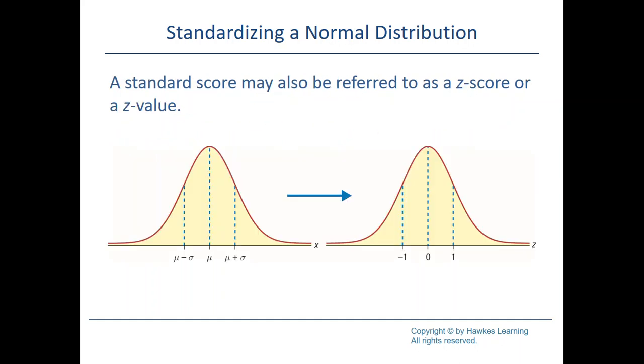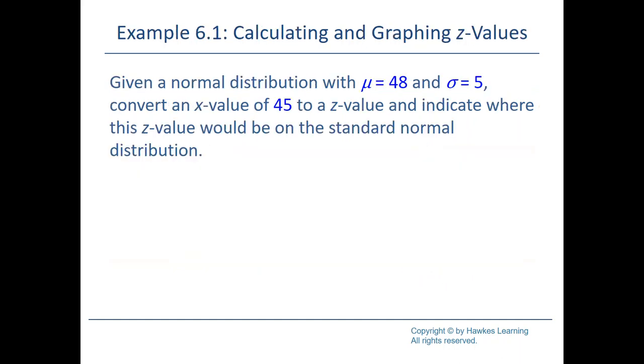Now, a standard score may also be called a z-score or a z-value, depending on what I'm talking about. But basically, it takes any type of normal curve and pretty much resets it so that the mean is 0 and my standard deviation is 1. Okay, so let's look at an example. Given a normal distribution where the mean is 48 and the standard deviation is 5, I want to convert the x value of 45 to a z value and indicate where that z would be on a standard normal distribution.